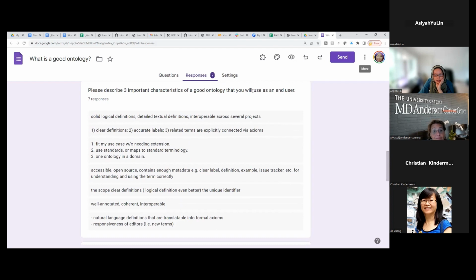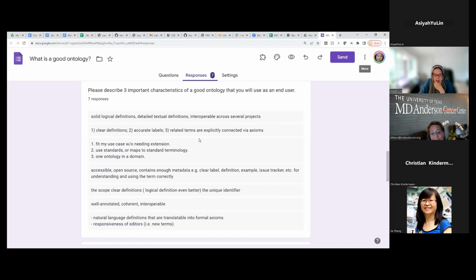Another one is asking what are the three important characteristics of a good ontology, if I am an end user, that determine which ontologies I'm going to choose? So again, there are solid logical definitions, detailed textual definitions, and interoperability across several projects, which means ontologies really help with interoperability. And again, clear definitions, accurate labels, related terms explicitly connected via axioms. And then fit the use cases without needing extension, using standards or mapping to standard terminology.